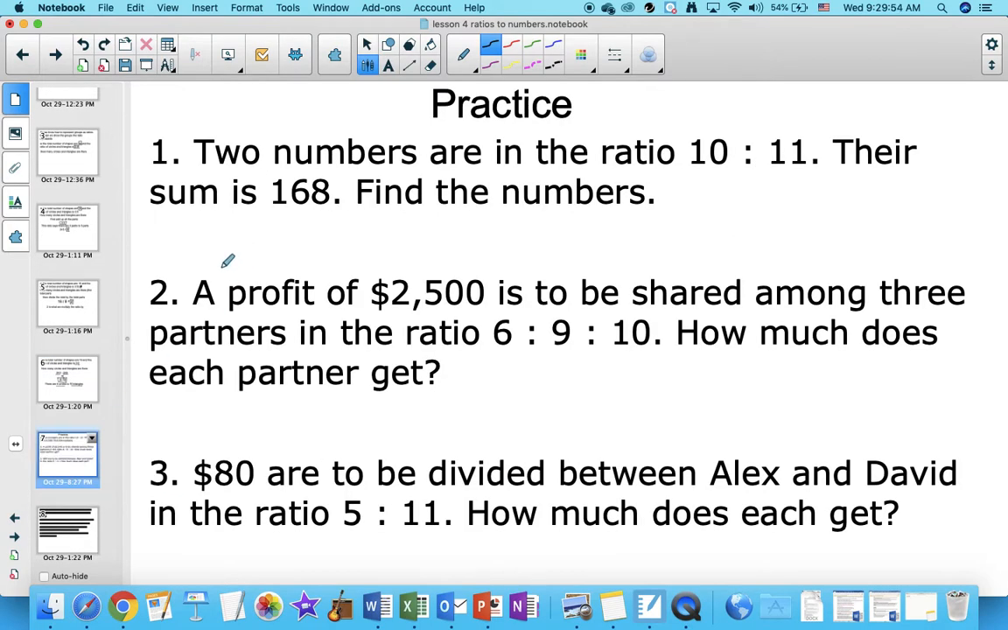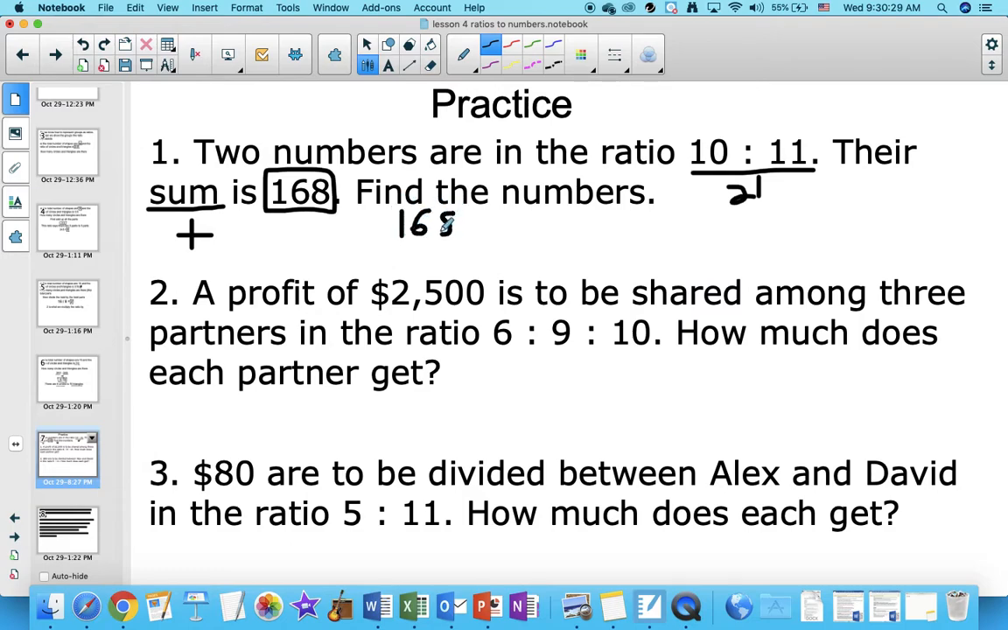So we can do a couple of questions here. We have 2 numbers that are in the ratio of 10 and 11. Their sum, and you should know sum means addition, is 168. So you want to find the numbers. Well, the total here is 168. It gives us the total, so we can do it this way. Then we add up 10 and 11. That'll give us 21.